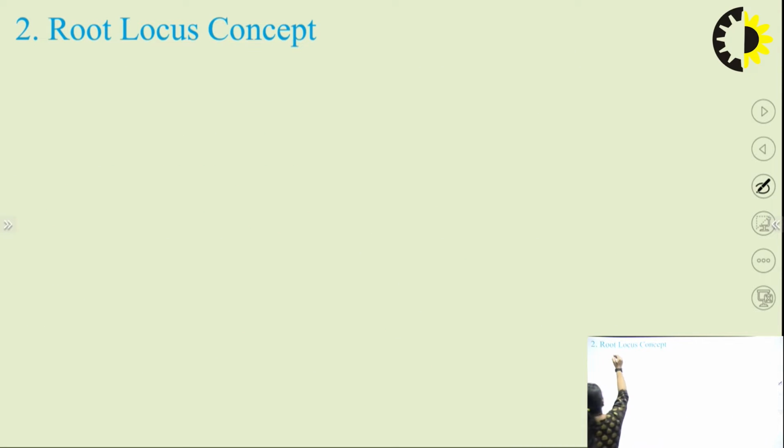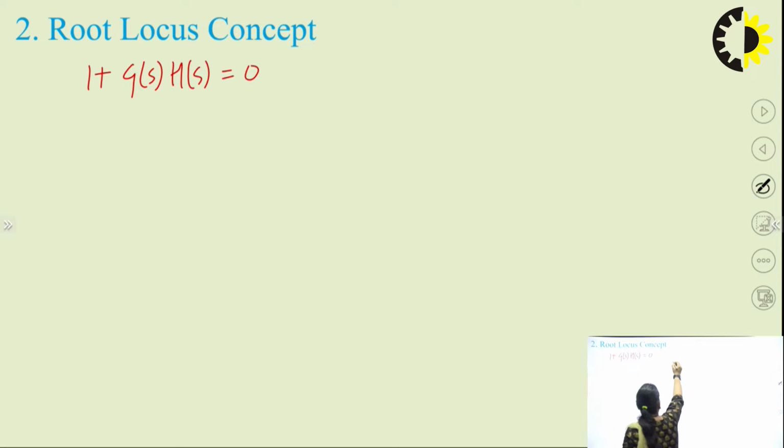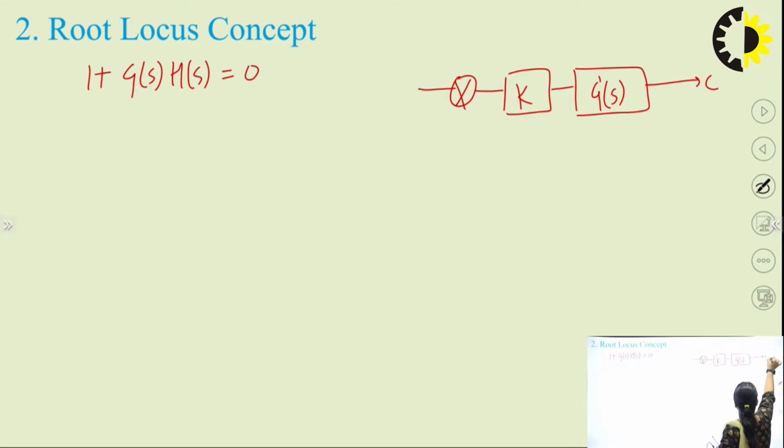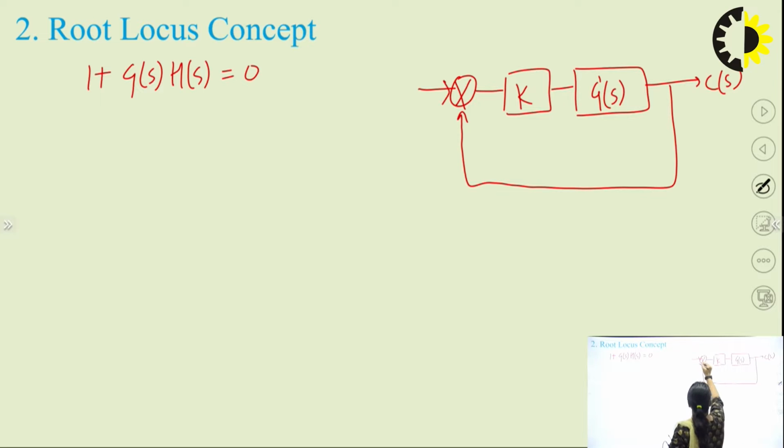As we know, the general characteristic equation of any closed loop system is 1 plus G(s)H(s) equals 0. Let's say this is the block diagram of a system in which this variable, or you can say gain k, is varying. C(s) is the output of this system, this is the feedback H(s), and this is R(s), and this is a negative feedback system.